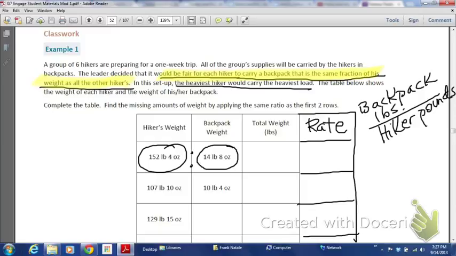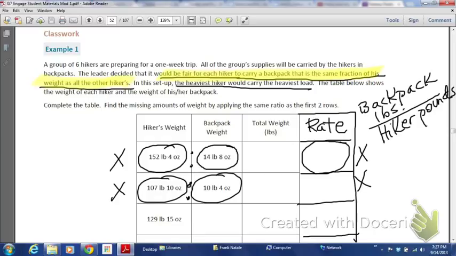We want to use these first 2 hikers. Why are we using these first two? Because they supply us with the data that we need to come up with the rate. What we're going to do with that rate is apply this constant rate to all the other scenarios, and we'll watch that play out. But let's go ahead and figure out the rate here.